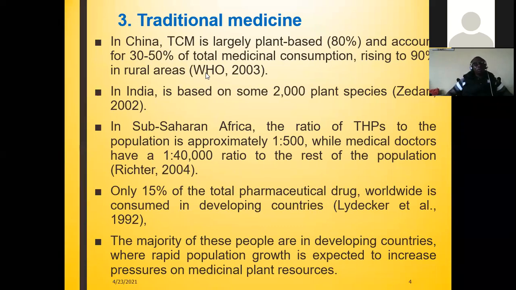And then another problem that we see in the developing world is that even the drugs used in hospitals are very inadequate. For example, of the total world consumption of pharmaceutical drugs, only 15% end up in the developing world. This is not forgetting that it is in the developing countries where we have populations rapidly growing, and this is likely to put a lot of pressure on the medicinal plant resources that are being used. So we need to do something to conserve these medicinal plants because of the deficiency that we have in our medical facilities.